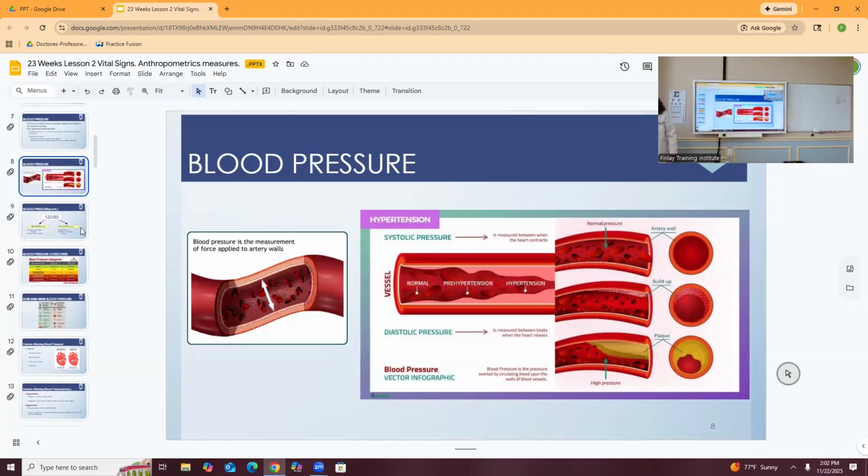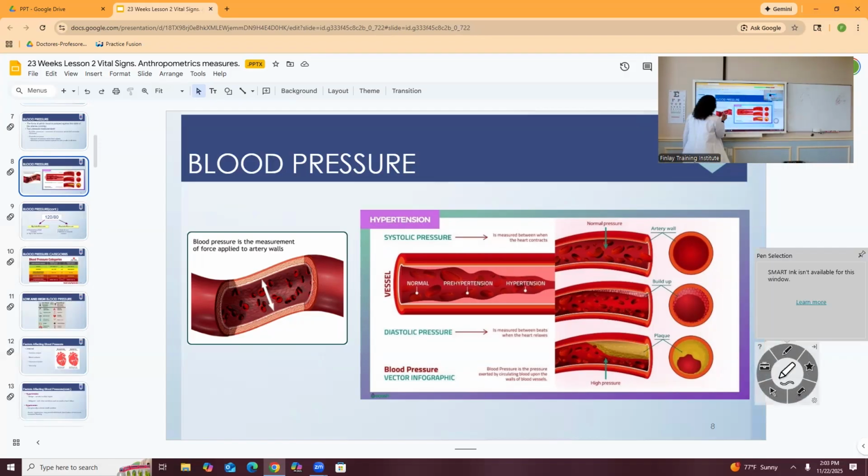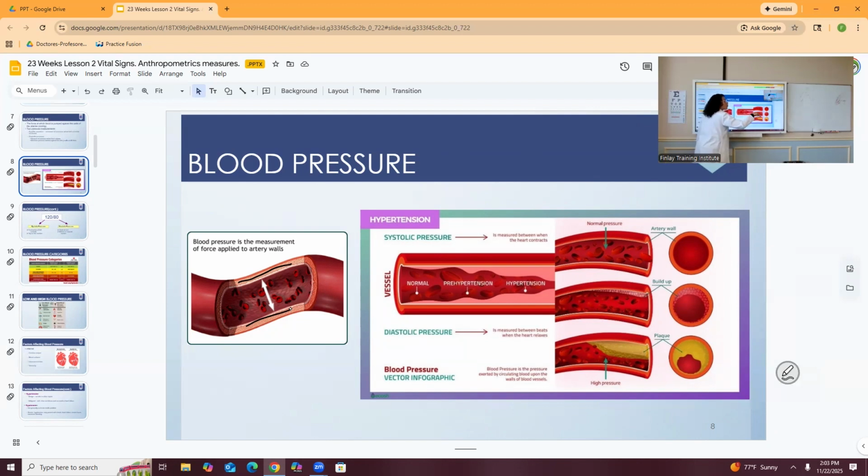So right here we have the composition of the artery. This part right here is the muscle. This is what is allowing the artery to contract and keep pushing the blood to go to the other arteries, but at the same time relaxing to allow the flow of blood coming into that part of the artery.